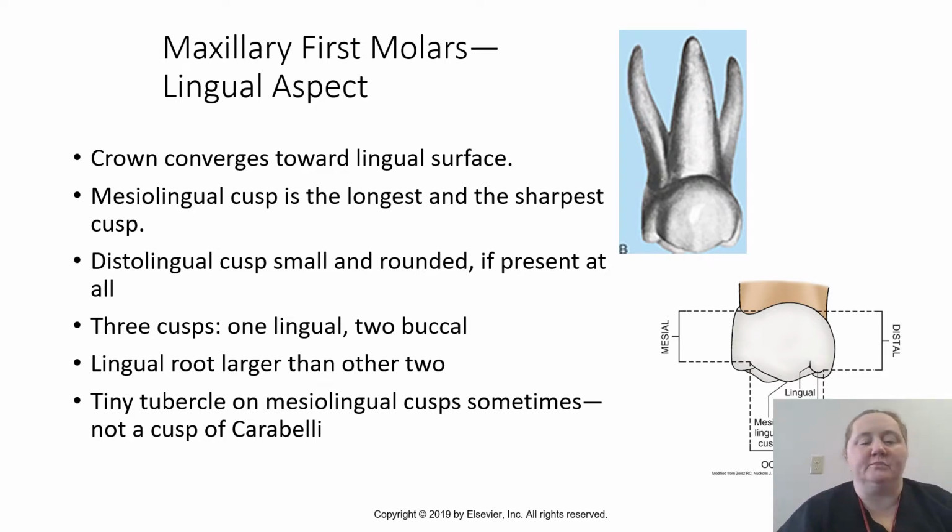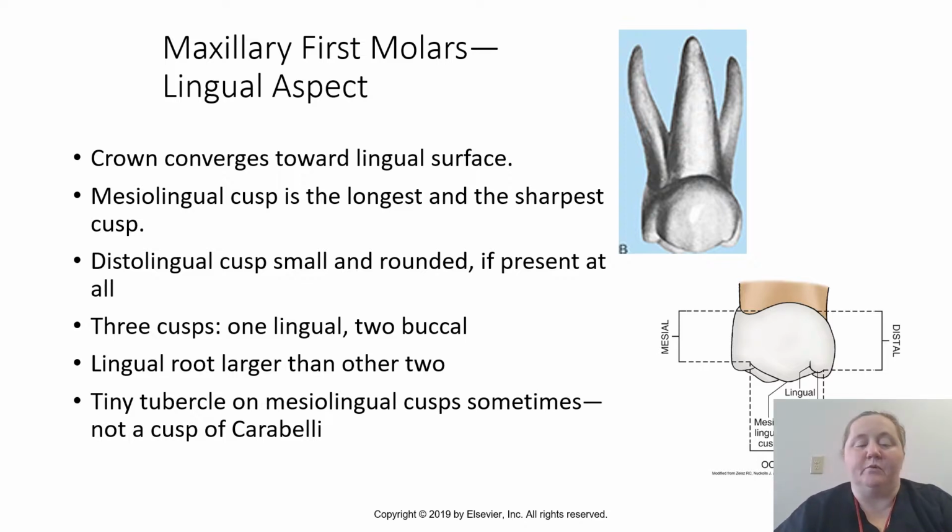All right, maxillary first molars, lingual aspect. The crown converges towards the lingual surface, like most teeth, I should say, not like the maxillary. The mesiolingual cusp is the longest and sharpest, so that's a little bit different, right? The distolingual cusp is small and rounded, if it's present at all.